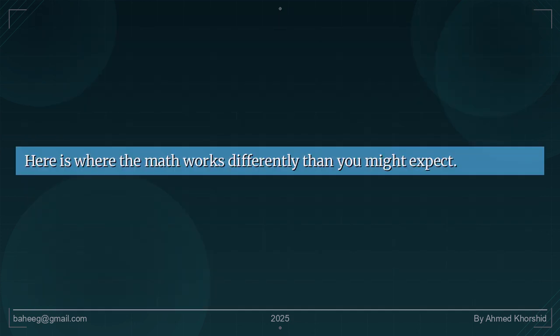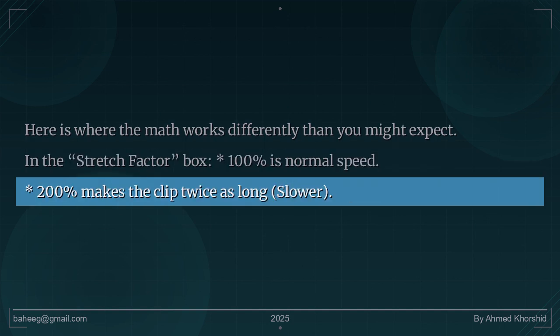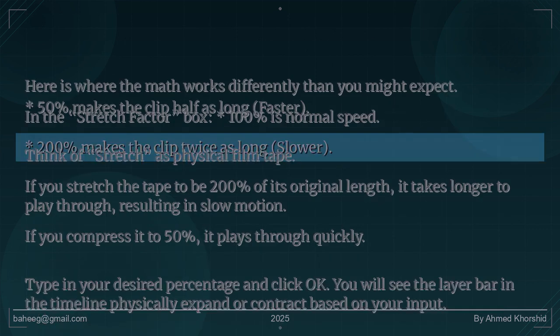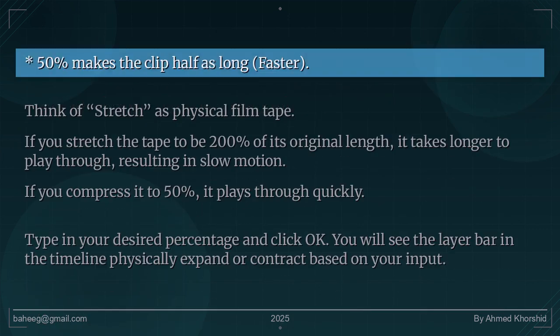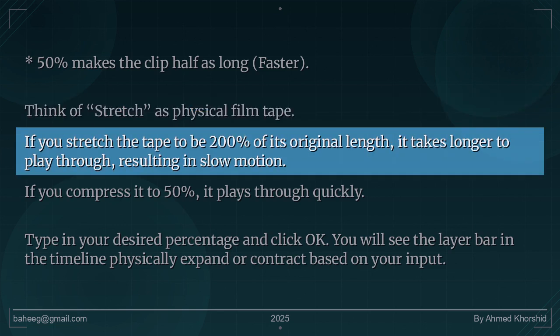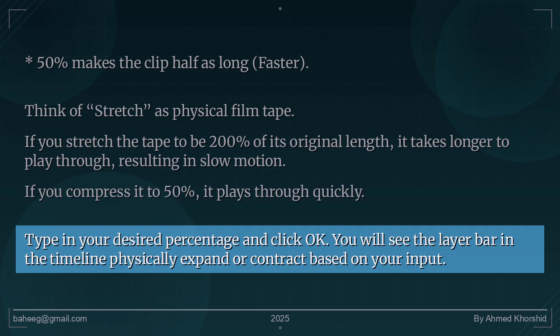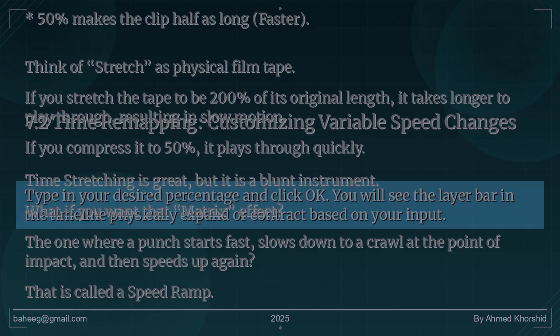Here is where the math works differently than you might expect. In the stretch factor box, 100% is normal speed. 200% makes the clip twice as long, slower. 50% makes the clip half as long, faster. Think of stretch as physical film tape. If you stretch the tape to be 200% of its original length, it takes longer to play through, resulting in slow motion. If you compress it to 50%, it plays through quickly. Type in your desired percentage and click OK. You will see the layer bar in the timeline physically expand or contract based on your input.